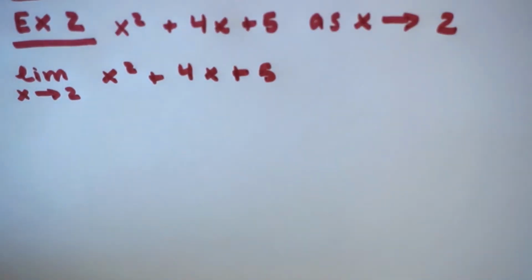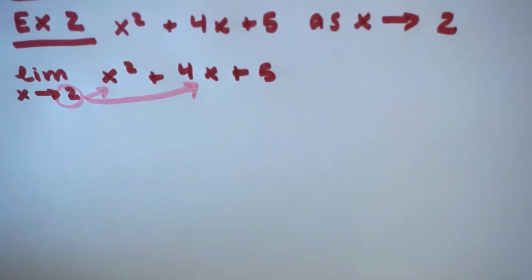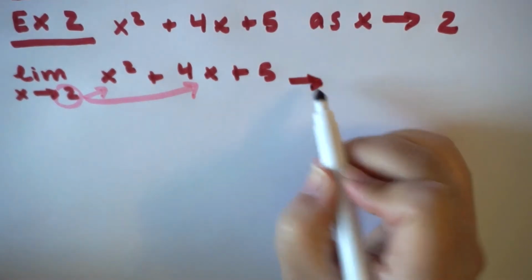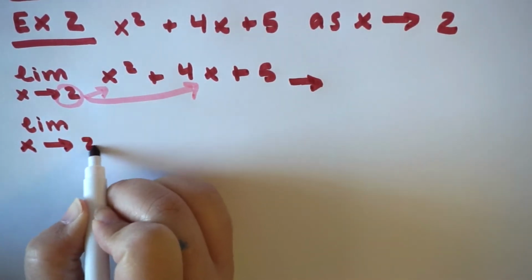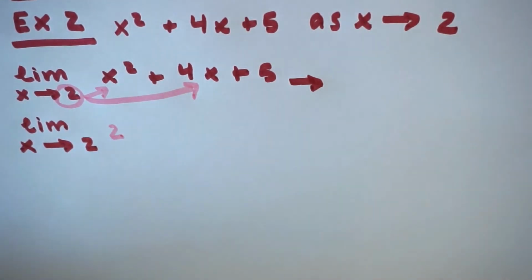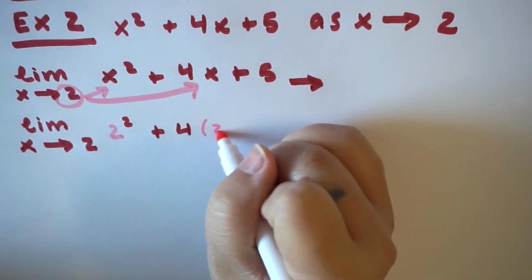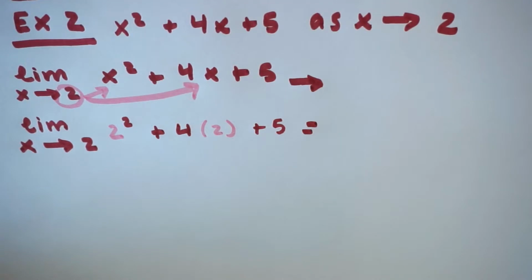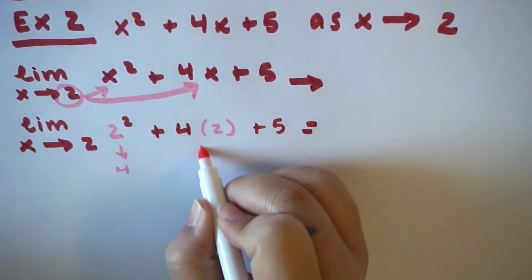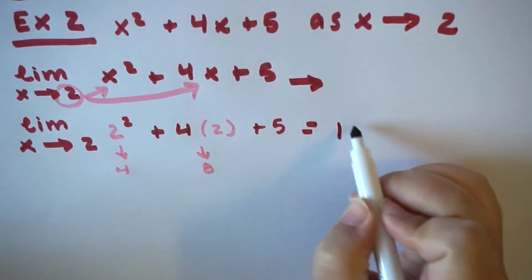So let's start example 2. You take the limit as x goes to 2 of x squared plus 4x plus 5, where we can take the value 2 and simply plug it into all of the x's. And it will give us the limit of x going to 2 of 2 squared plus 4 times 2 plus 5. You can simplify that to 4 plus 8 plus 5, and it should give you 17.